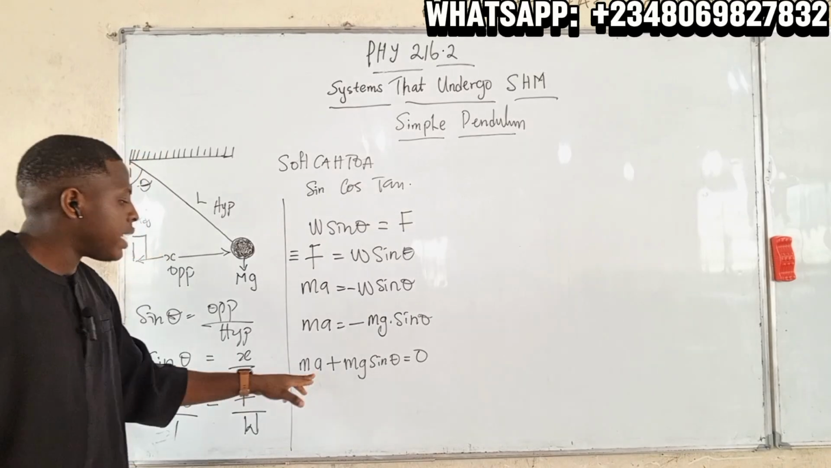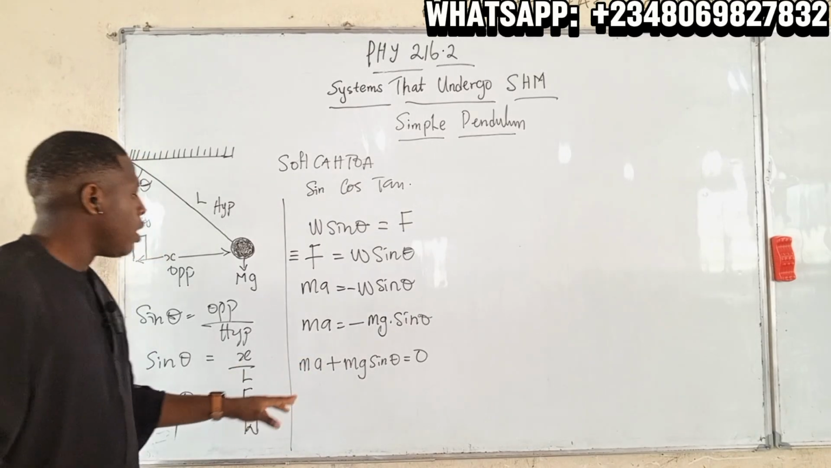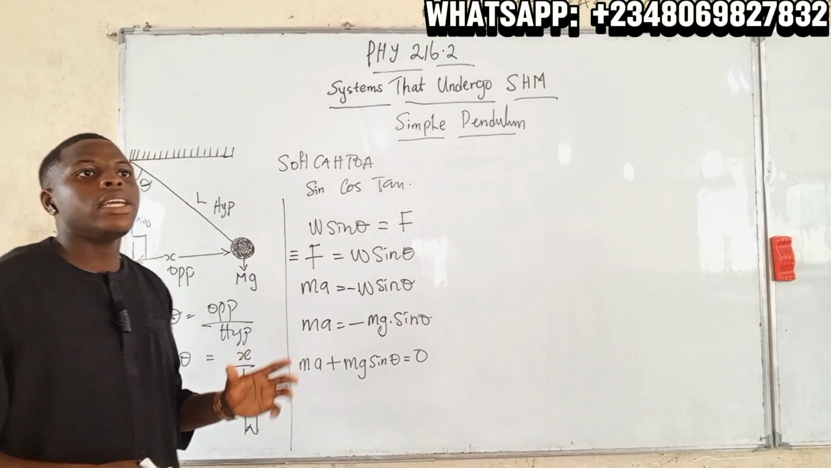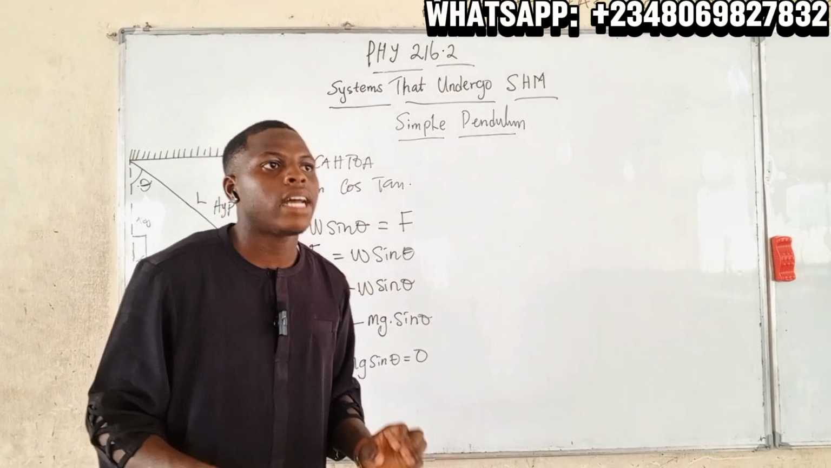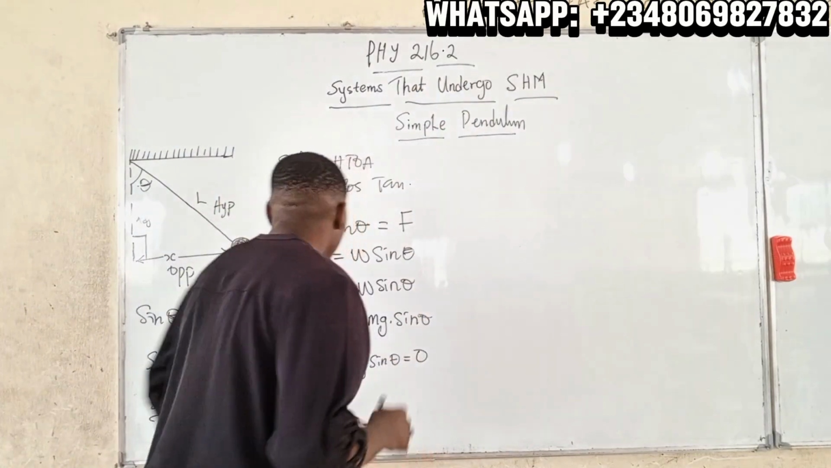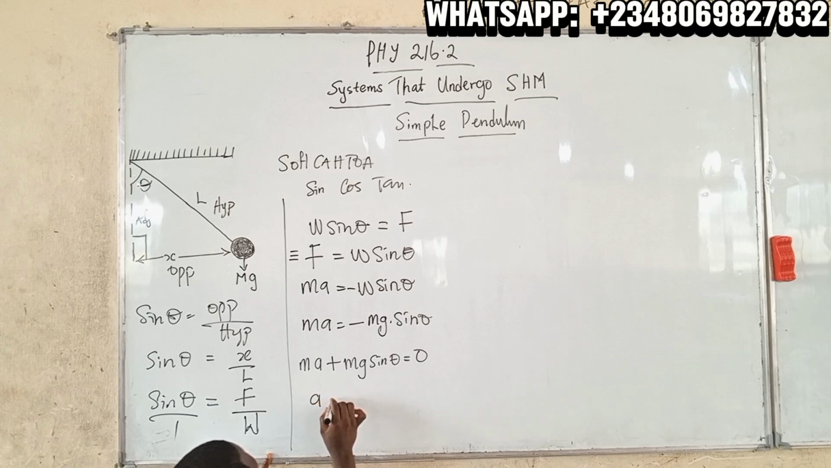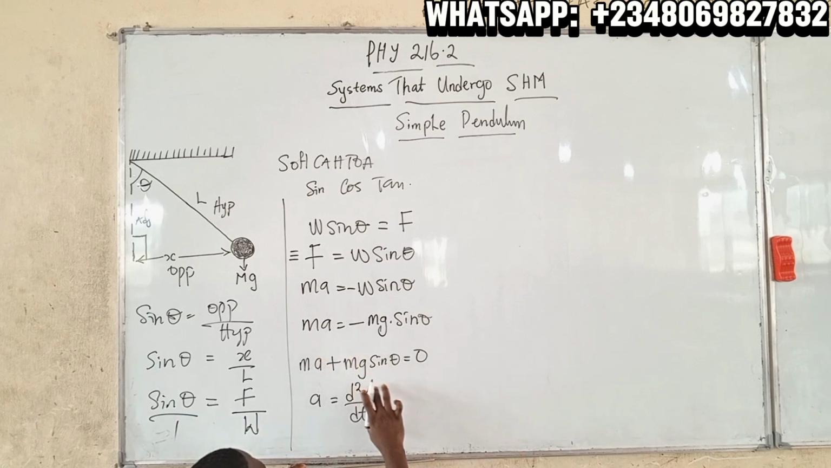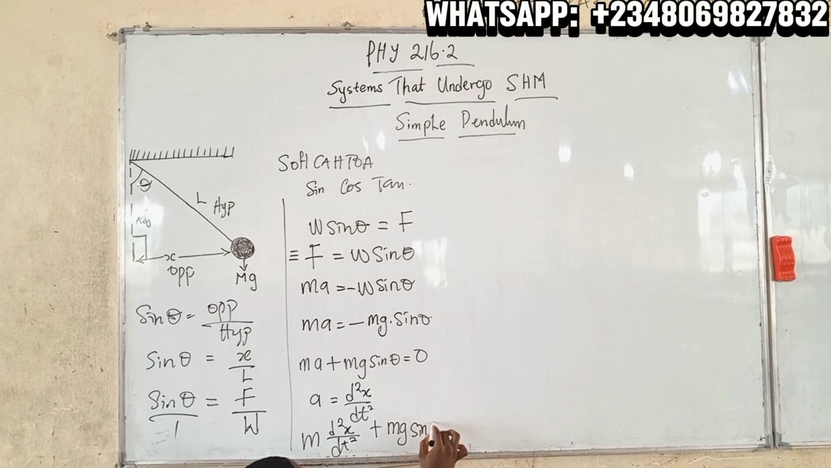Remember, this is acceleration. And I told you that when we are talking about acceleration, acceleration will give us the second differential of displacement. So basically, your a can be written as d square s over dt square. Apply this concept back to what we have here. We simply have that our m d square s over dt square plus mg sine theta equal to 0.